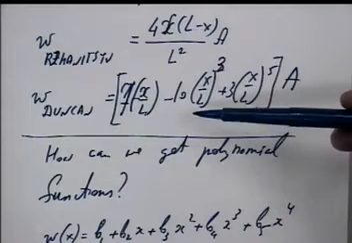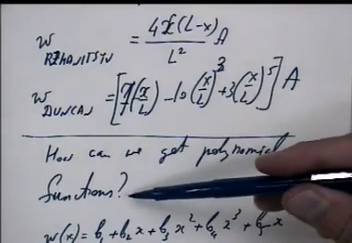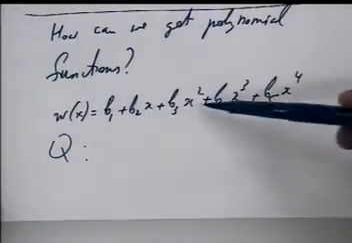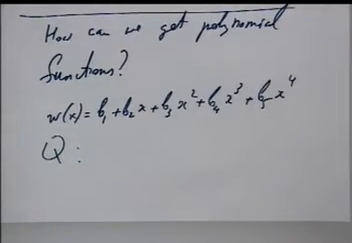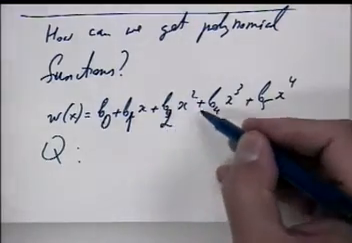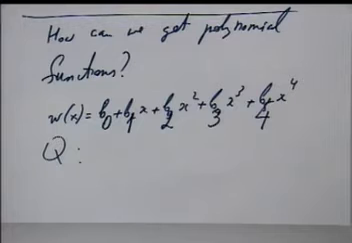Okay, so therefore we say, how can we get polynomial functions? That is a good question to ask. So I'm answering, okay, let me write down a polynomial of fourth degree. Actually, I better have written here b0, b1, b2, b3, b4. Okay?